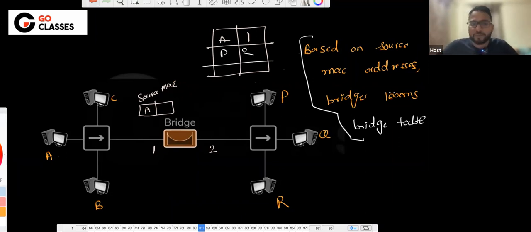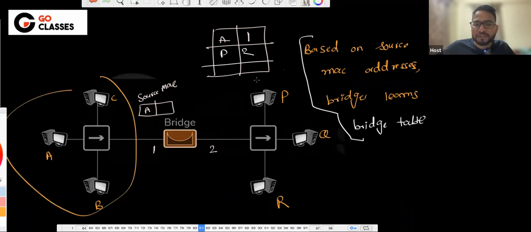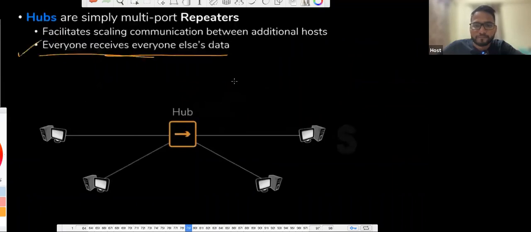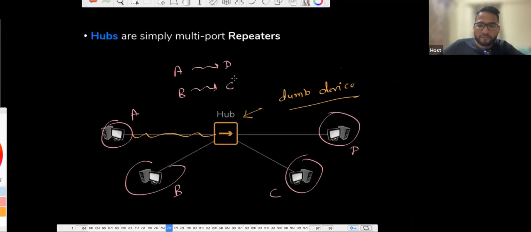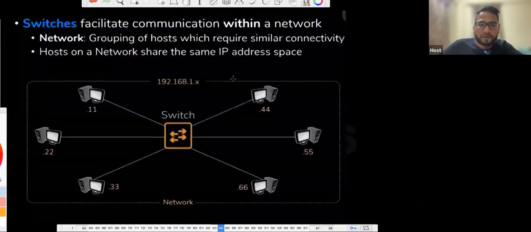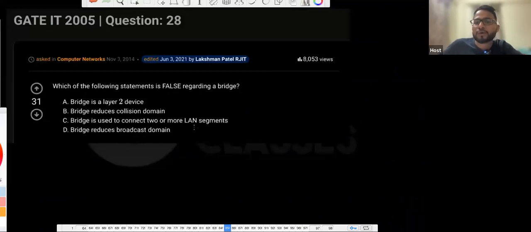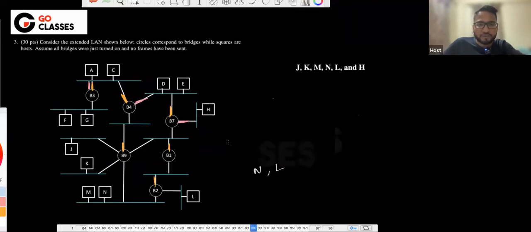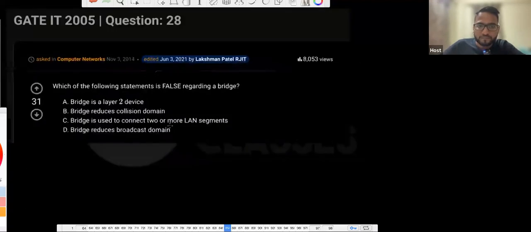So obviously yes, because here there are two collision domains. One is this, another one is this. So it is reducing. The bridge is used to connect two or more lines. Yes, that is also true. If there are two or more lines, you can use the bridge, something like this, right? Bridge reduces the broadcast domain.